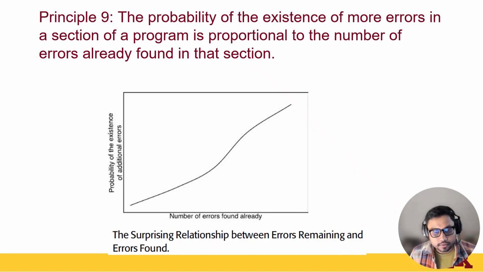As we keep testing, we may find some defects or errors in the software. In the long run, when the number of defects found in the system increases, then the probability of existing additional errors also increases, and it goes proportionally with each other.